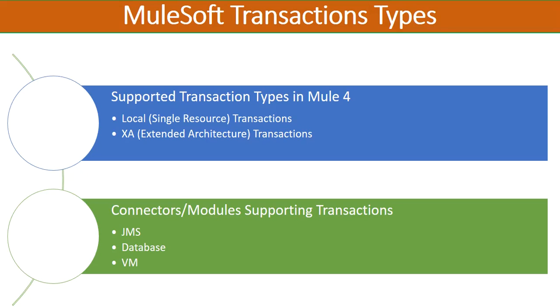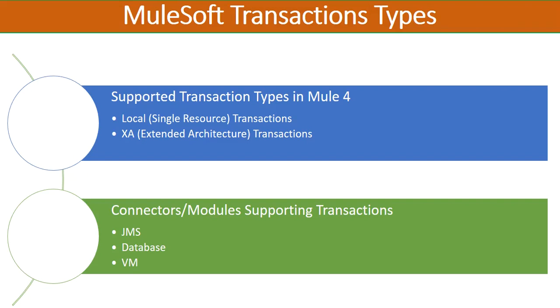Let's talk about the transaction types which are available in Mule 4. There are basically two types of transactions supported: local transactions and extended architecture, or XA, transactions. Local transactions are also known as single resource transactions. In this case, whatever transactions you are performing are on a single resource. For example, you might have one single database connection, so all of the transactions that are happening are on different tables for the same connection.